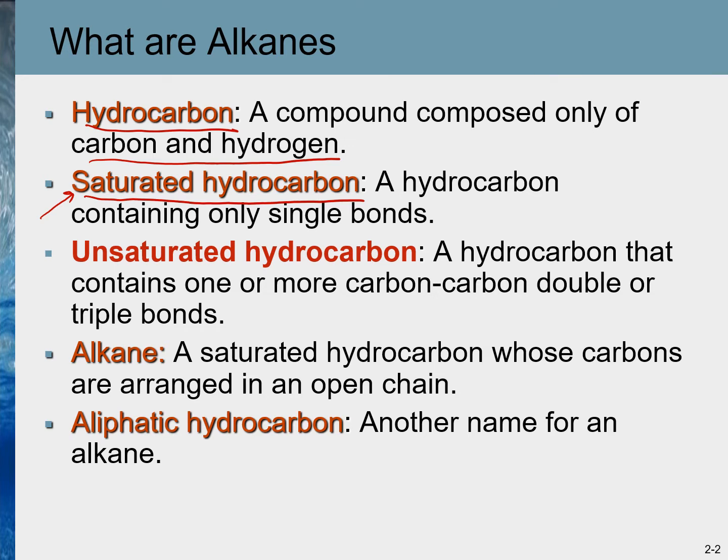On the other hand, unsaturated hydrocarbons are those hydrocarbons in which we have at least one or more carbon-carbon double or triple bond. In case of unsaturated hydrocarbons, we have a lesser number of hydrogens as compared to saturated hydrocarbons. So therefore, we can now define alkane as a saturated hydrocarbon whose carbons are arranged in an open chain. On the other hand, cycloalkanes are those saturated hydrocarbons whose carbons are arranged in a cyclic form.